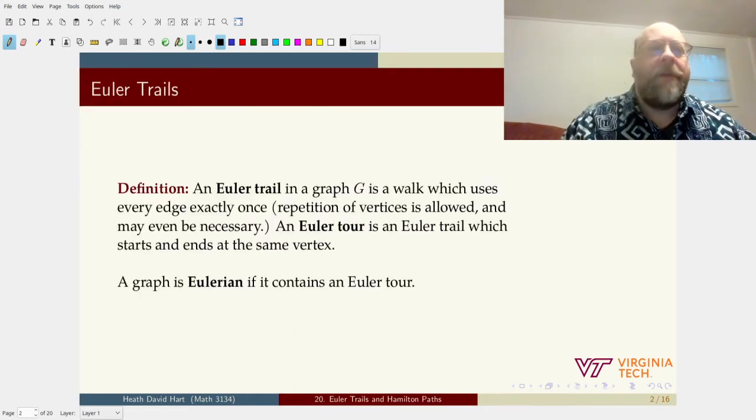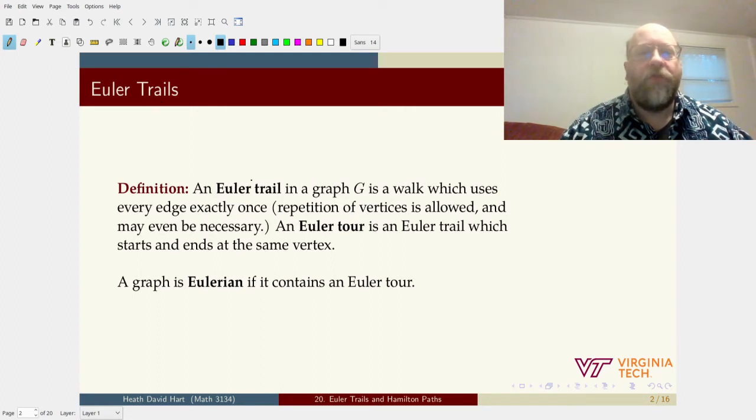So let's look at a couple definitions. An Euler trail is a walk in a graph that uses every edge exactly once. It's okay to repeat vertices. In fact, we probably have to repeat vertices, but we have to hit every edge exactly one time. If it starts and ends at the same vertex, we call it an Euler tour. And a graph that contains an Euler tour, we say is an Eulerian graph.